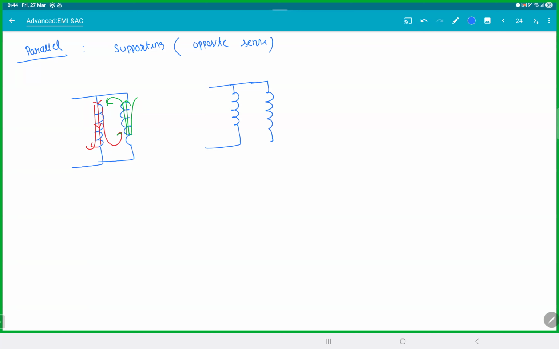If they are kept in the same direction here, these field lines will try to enter like this, and these field lines are also trying to enter like this. So the fluxes will cancel out. This is the opposite sense, opposing. Anyway, that is the thing there.